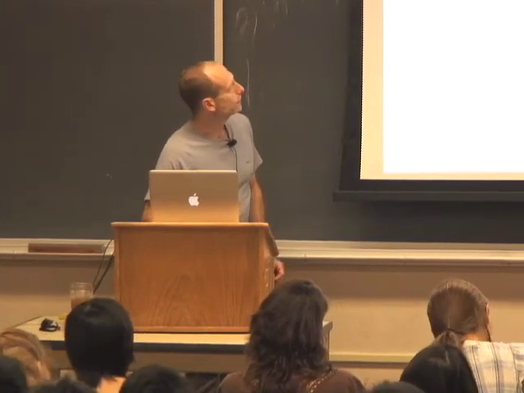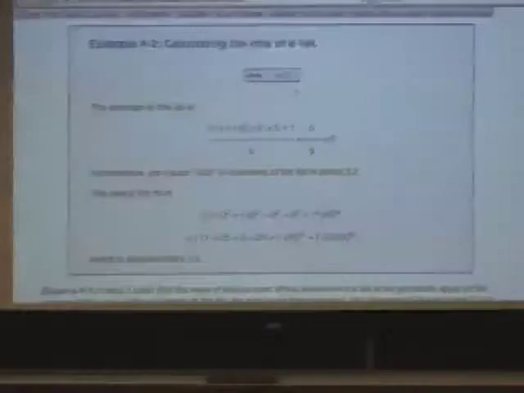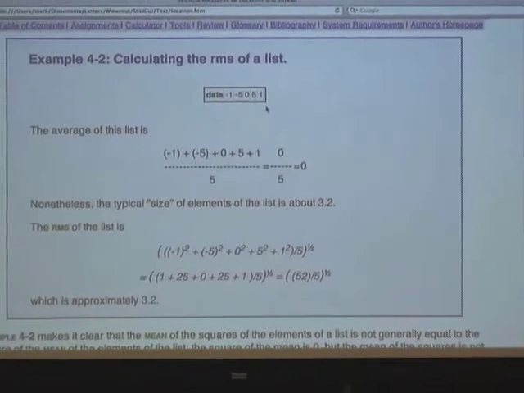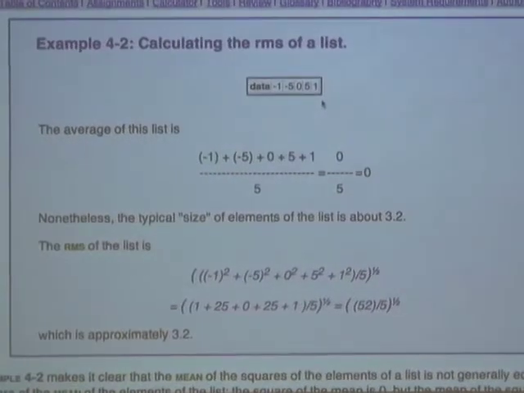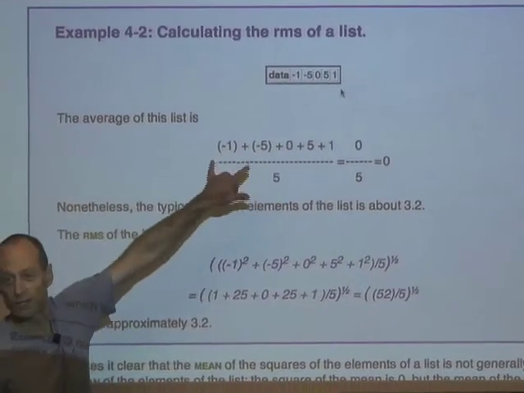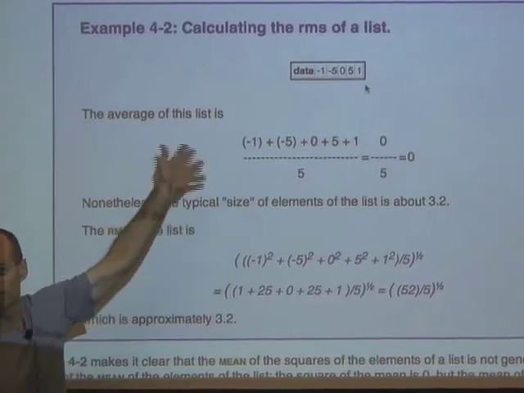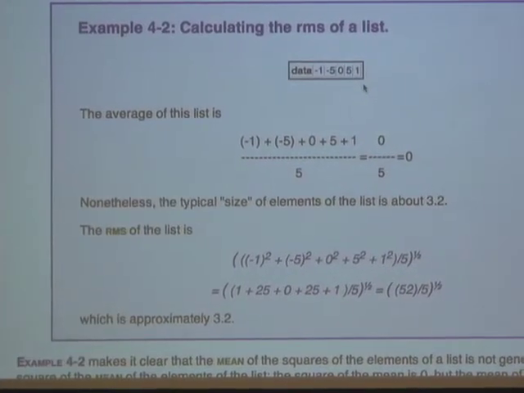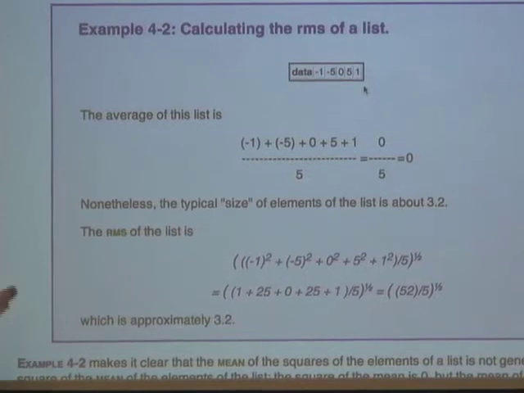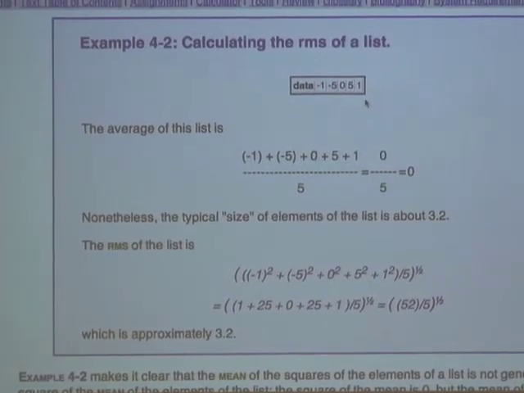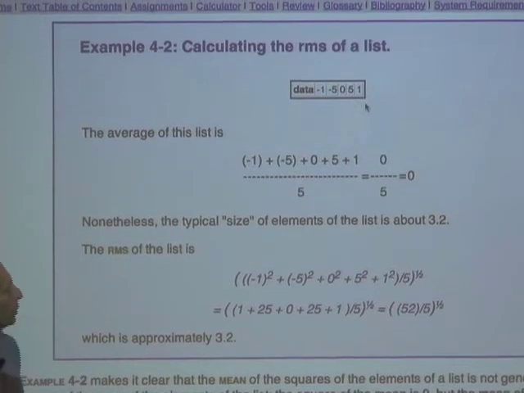It's the root mean square. Okay, so just a quick example. If we had a list of 5 data, -1, -5, 0, 5, 1, it is obvious that the mean is 0, right? Because the -5 and +5 cancel, the -1 and +1 cancel, leaving all zeros. So the mean of that's going to be 0. But typically, how big are the elements of the list? Well, they're typically somewhere between 1 and 5, and we could summarize that in a variety of different ways.